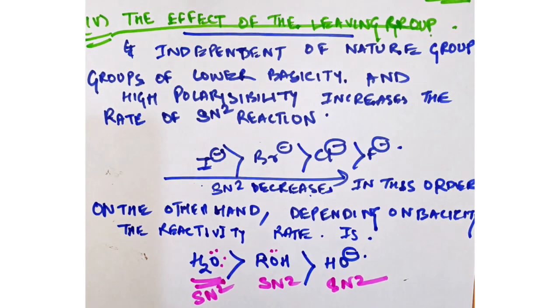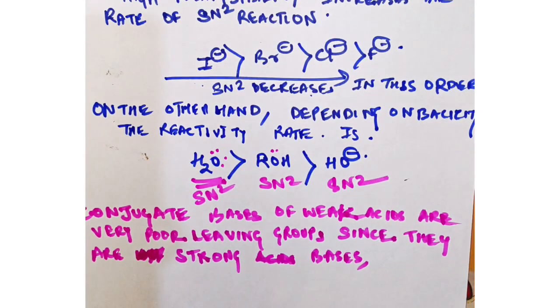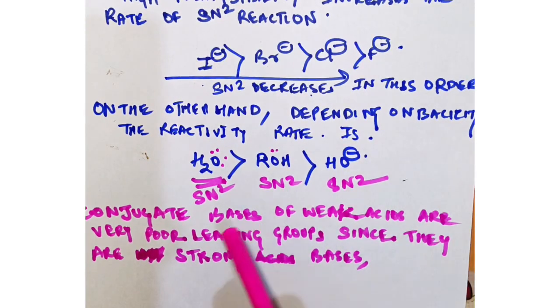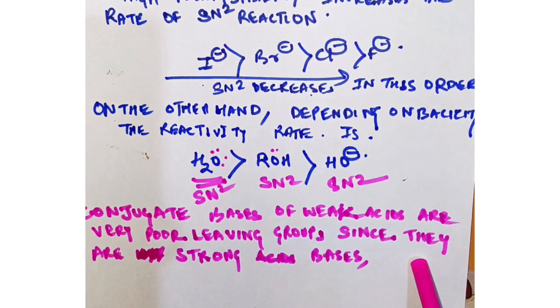Why so? Conjugate bases of weak acids are very poor leaving groups since they are strong bases. See, if an acid is weak, that means its base, which will form after giving out the H plus ion, will be a very, very strong base, and hence they are very poor leaving groups since they are strong bases. So they will not be good for your SN1, SN2 reactions.